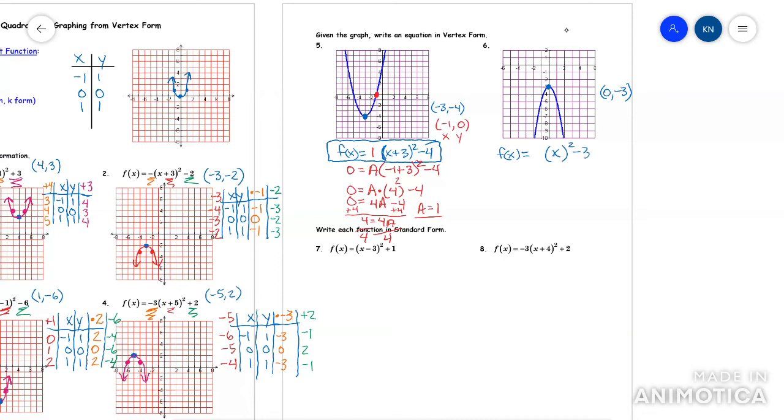Okay, so this is the start of my equation here. Now I'm going to choose any coordinate because I have a letter A here that I have to go find. I'm going to choose any coordinate. Let's choose this one, 1, -5. That is an xy value that I can plug in for my y here and my x here.